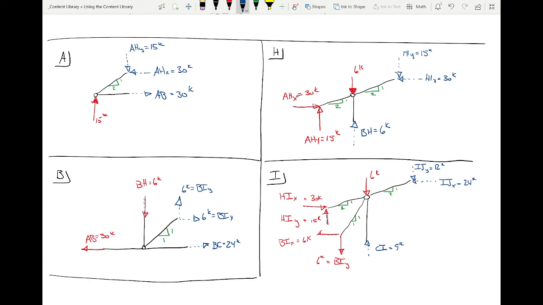Here's my advice, and it's advice. You don't have to do it. Do the remaining joints. When you get to the last one, you're going to get 0 on that vertical. It's going to happen. That can happen in truss analysis.